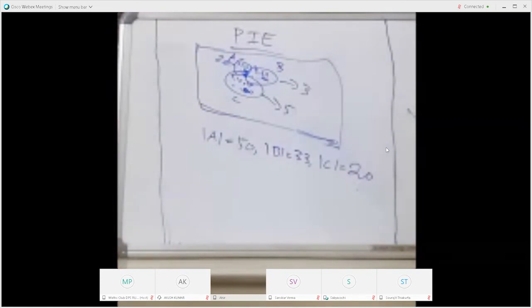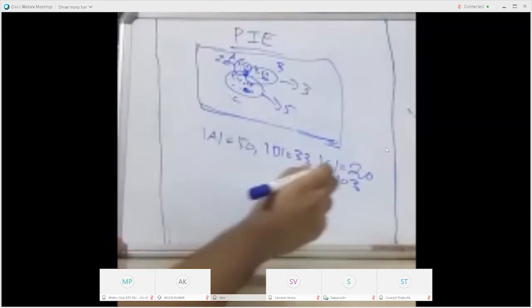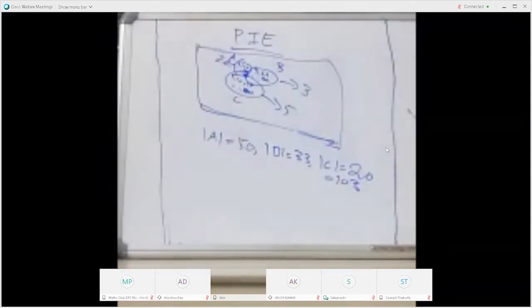So if we add all of them, we get 103, and obviously that's not the answer because we have 100 numbers, right? So if we add them, we get 103. Now, obviously we have overcounted some numbers again.